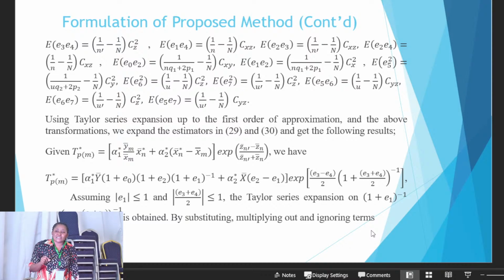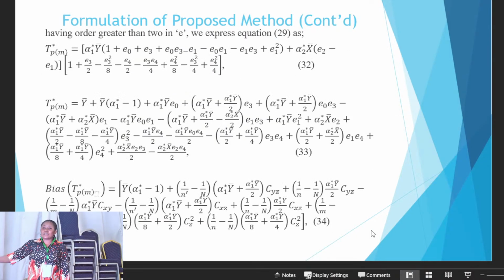We assume that these are small error terms. When we take the absolute value of E1, and the absolute value of E3 plus E4 all over 2, and assume these respective absolute values are less than or equal to 1, then we are free to use the Taylor series expansions on the respective terms, 1 plus E1 all inverse, and also on this other term, 1 plus E3 plus E4 all over 2 all inverse. So when we do the Taylor series expansion on each of these terms, assuming terms of order 2 to be negligible, we substitute values, we simplify, and we have our bias as stated in equation 34.